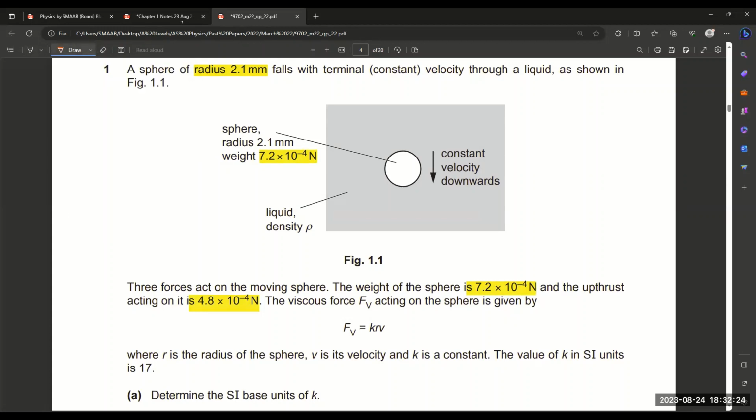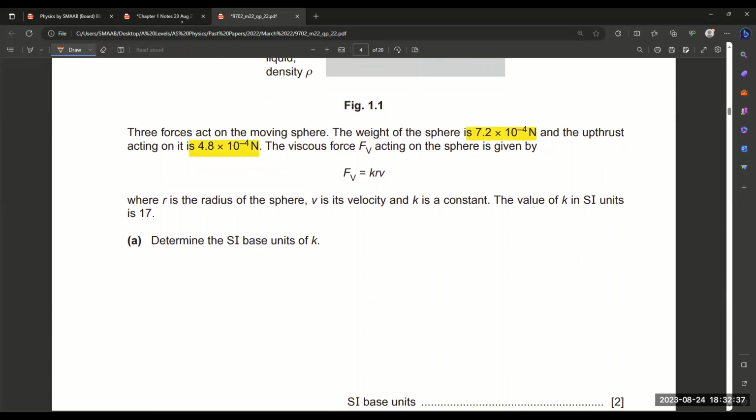And they already gave you the complete equation, right? It means that is related to your first chapter, because they are only asking about the quantities, not to find any specific value. Now let's see what they are asking. R is the radius, V is velocity, and the value of K in SI unit is 17, right? So they just give you the value 17. Maybe we use this value in another part of this question. In the first part, they are asking to determine the SI base unit of K.